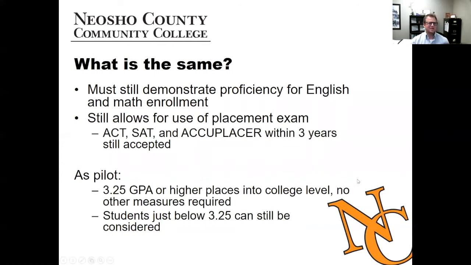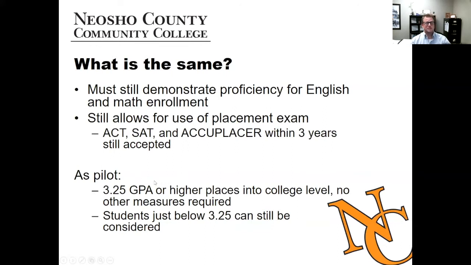So what is the same as our current or previous process? Students still are going to have to demonstrate proficiency for English and math enrollment. Even previous to the pilot over the last couple of years, we were using a placement test. With the pilot, we were using placement tests, sometimes in conjunction with some other factors. So we're not going away from requiring some sort of proof of proficiency. We're also still using ACT, SAT, or AccuPlacer as long as it's within 3 years. Those are still acceptable measures for placement.